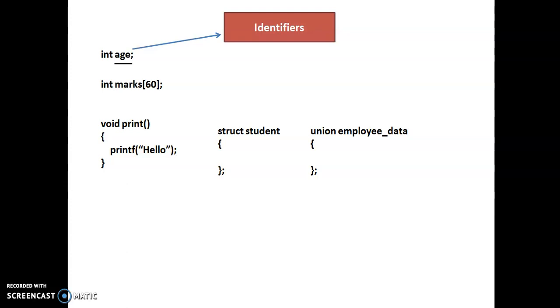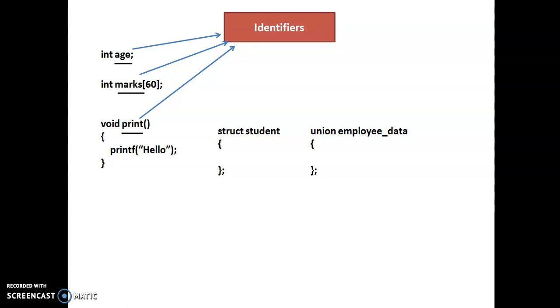Second one, int marks[60]. I have declared an integer array. That array name is marks, which contains marks of, let us say, 60 students. As marks is the name here, marks comes under the identifier category. And in the third case, I have taken a function. That function name is print, which is displaying some hello message. Here print is the identifier because it is the name of the function.